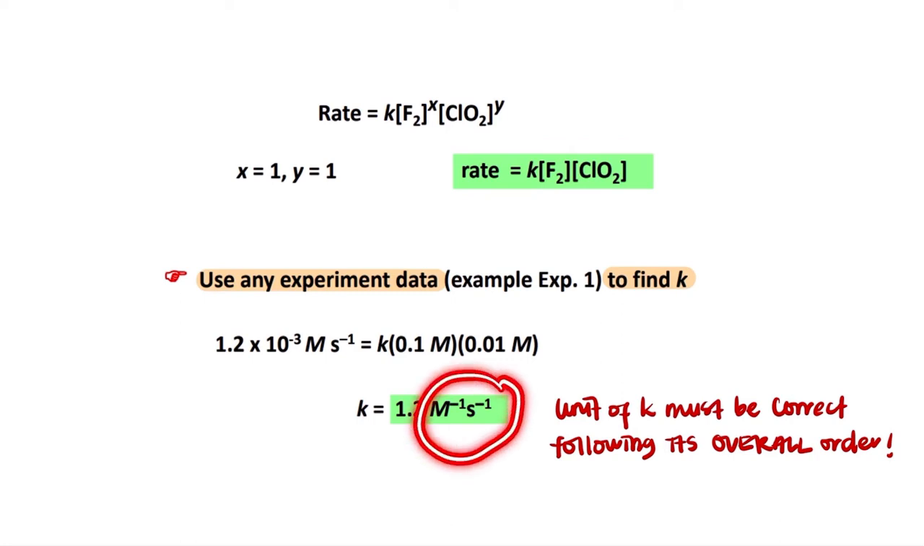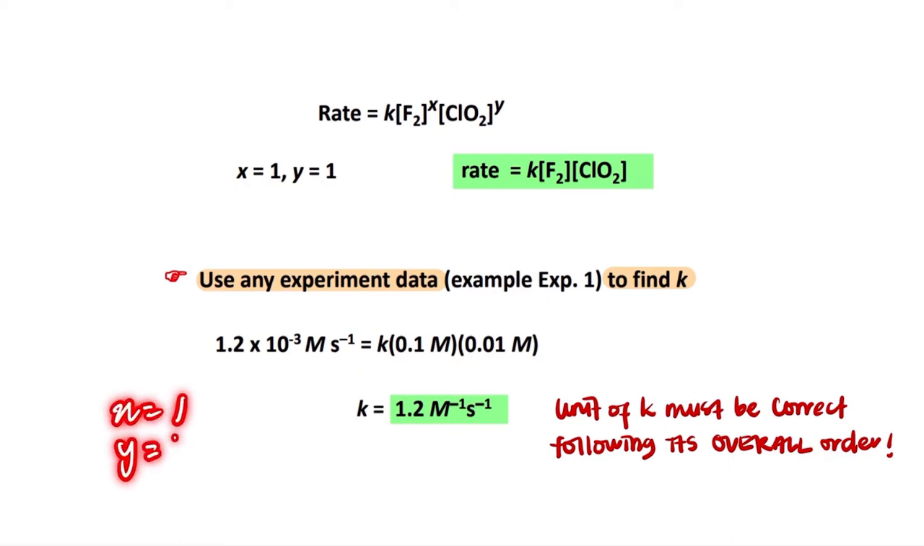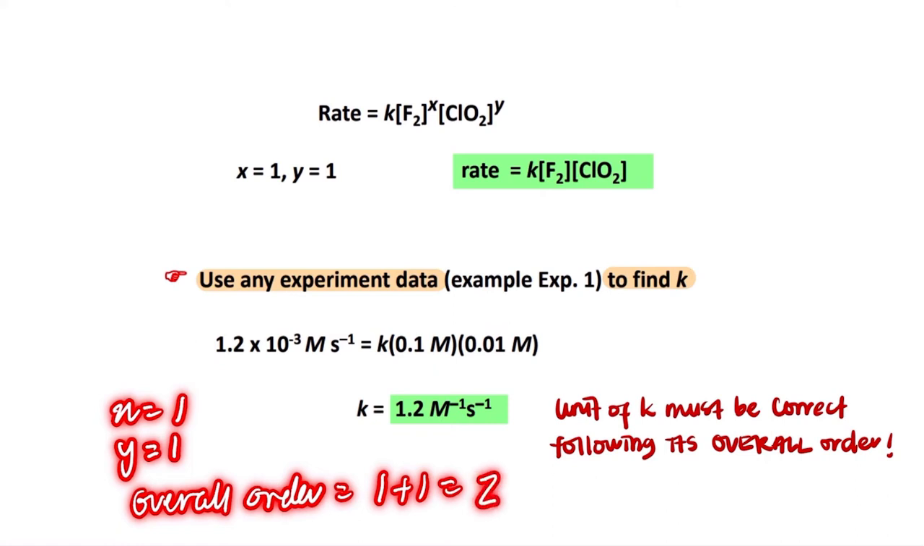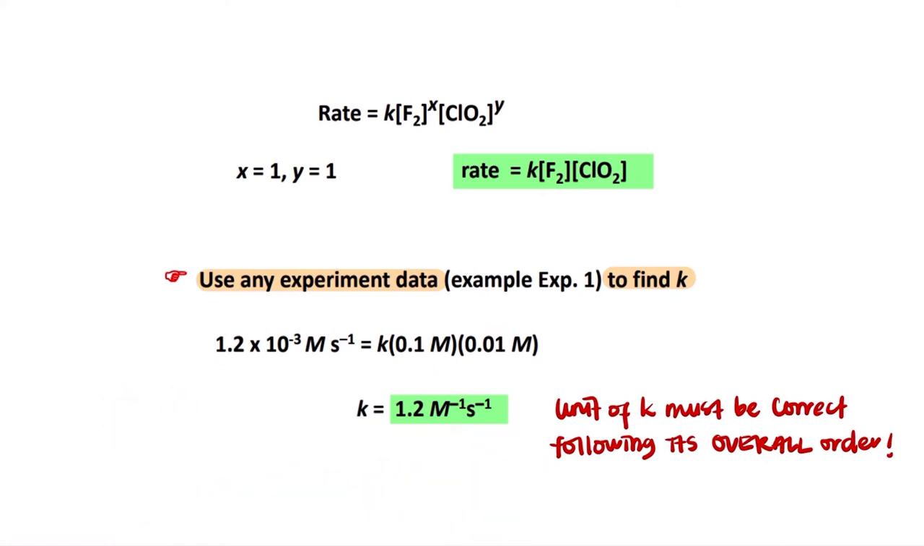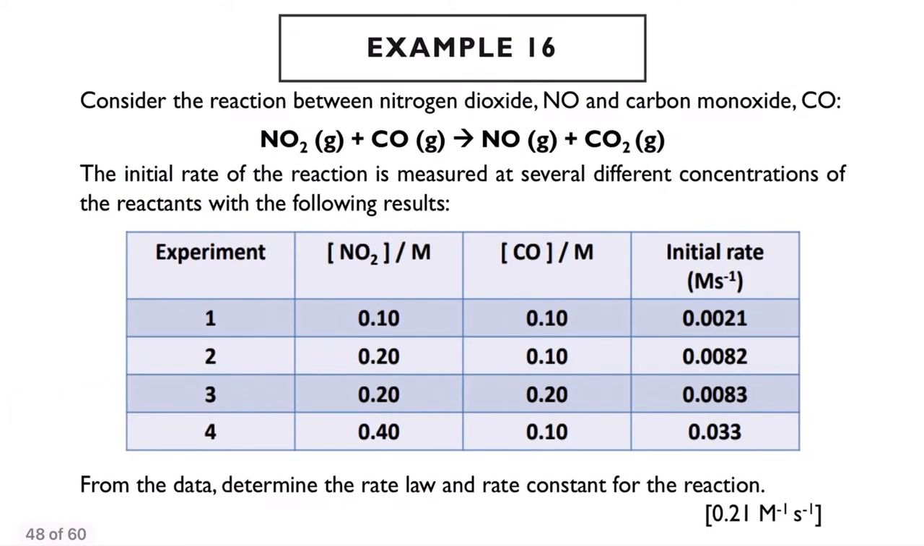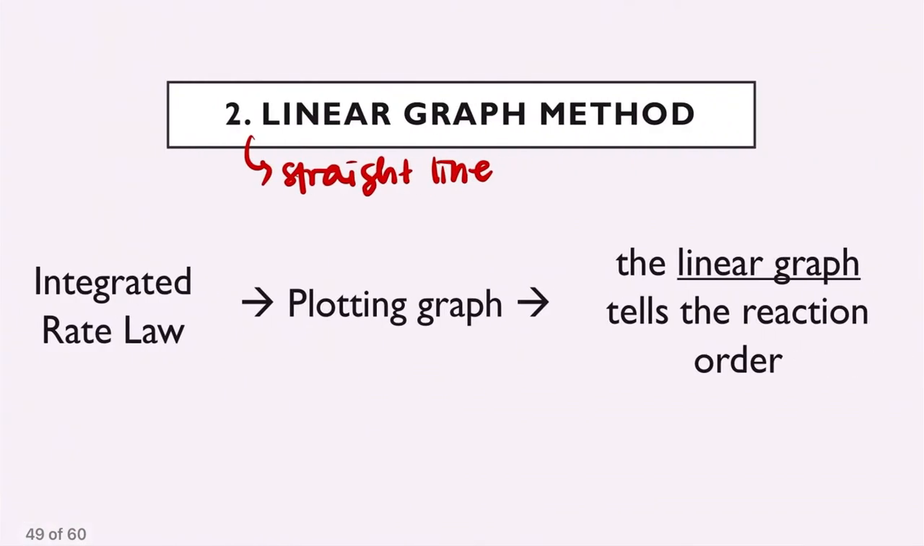How about your unit of rate constant? How do you know? It will follow the overall order of reaction. So tadi awak punya X is equals to 1 and Y is equals to 1 kan? So your overall order of reaction will be 1 plus 1 lah. So you get second order. So for second order, you must know what is the unit lah for the rate constant. It is per molar per second. Okay? Alright, so this one you can try doing it yourself.